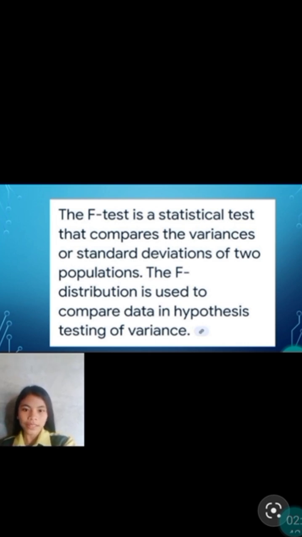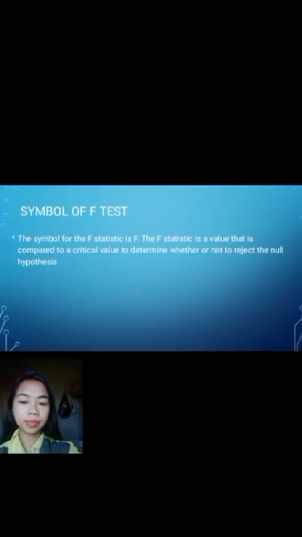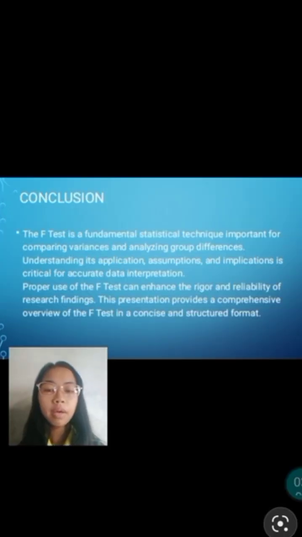The F distribution is used to compare data in hypothesis testing of variance. Symbol of the F-test: the symbol for the F-statistic is F. The F-statistic is a value that is compared to a critical value to determine whether or not to reject the null hypothesis.